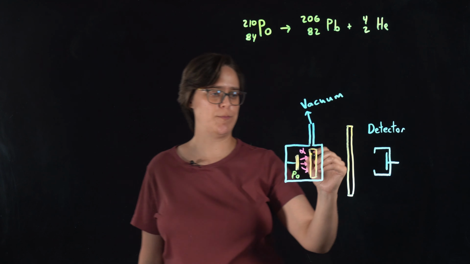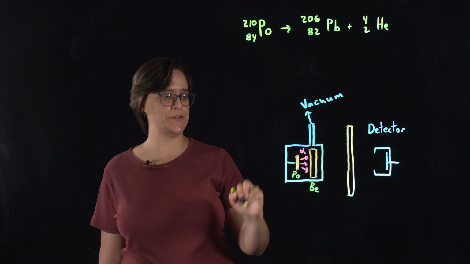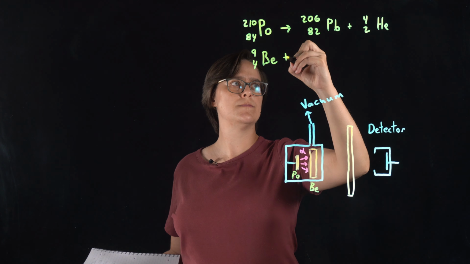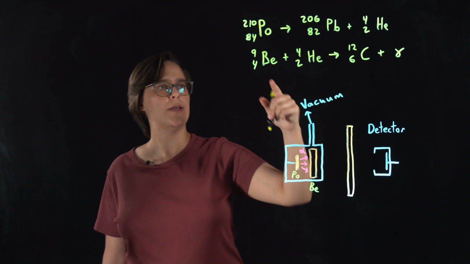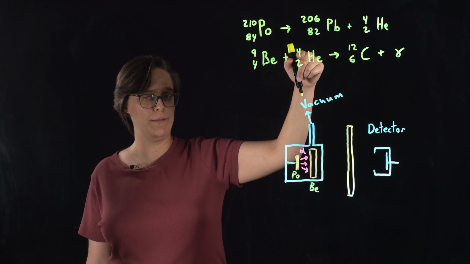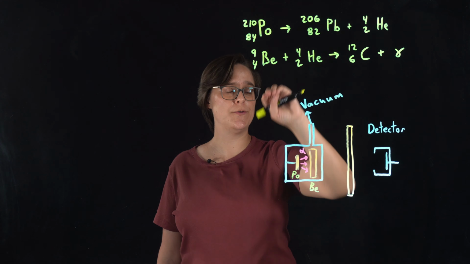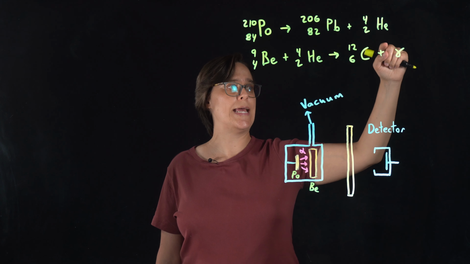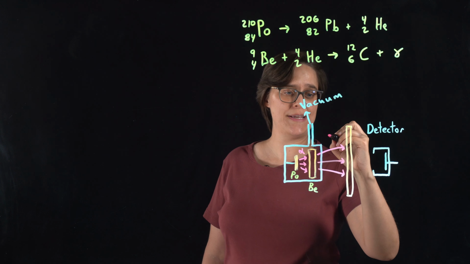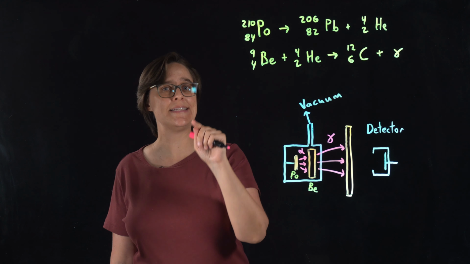He was directing these alpha particles to a sample of beryllium. Here is the reaction that occurs when beryllium is bombarded with alpha particles. So we have beryllium-9 being bombarded with alpha particles, which I am calling helium-4 in our nuclear equation. And the reaction that's occurring is a nuclear reaction. So we get carbon-12 and this mysterious gamma radiation. He now had a way to generate gamma radiation and direct it at a lot of different substances. And that is exactly what he did.